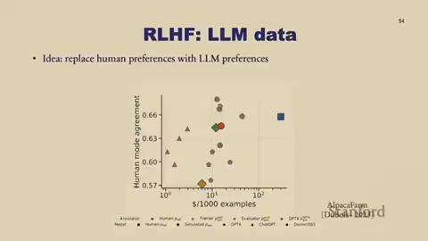So what we did also last year is, again, the same thing as Alpaca, just the idea of, well, there are challenges with humans, maybe we can just replace them with LLMs. So what we did is simply replace human preference with LLM preferences.